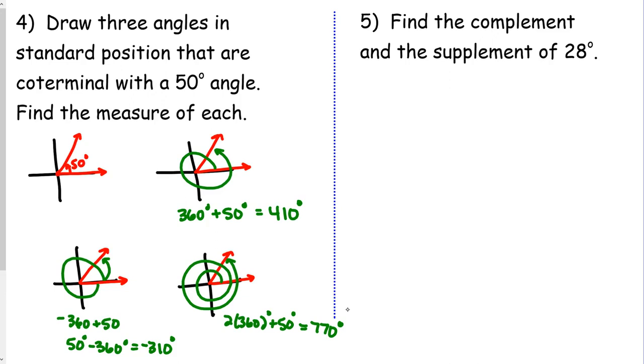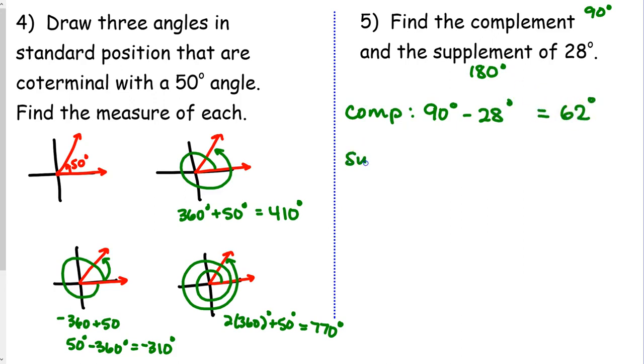Number 5, find the complement and the supplement of 28 degrees. Remember, complements add to 90 degrees, supplements add to 180 degrees. So for the complement, we need to take 90 degrees and subtract the given angle, and that will be 62 degrees. And for the supplement, we need to take 180 degrees and subtract the given angle, and that will be 152 degrees.